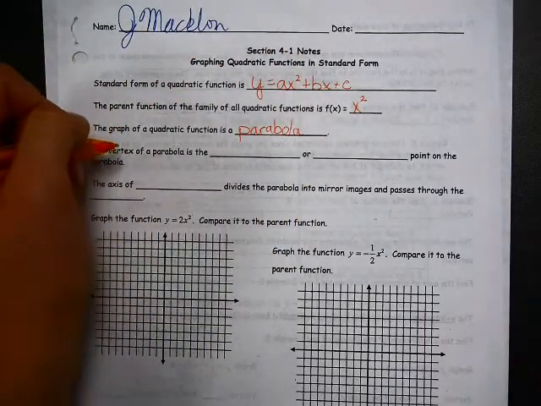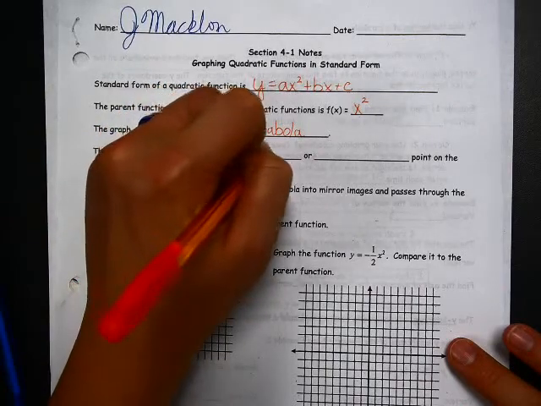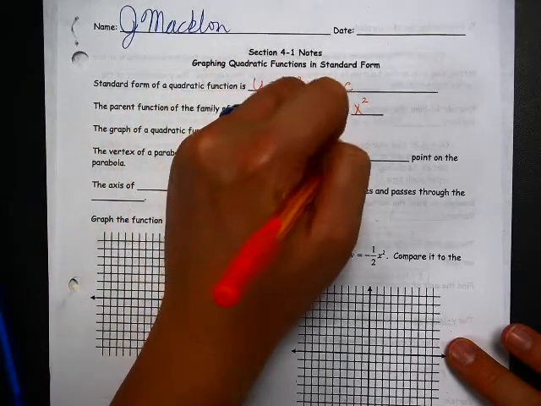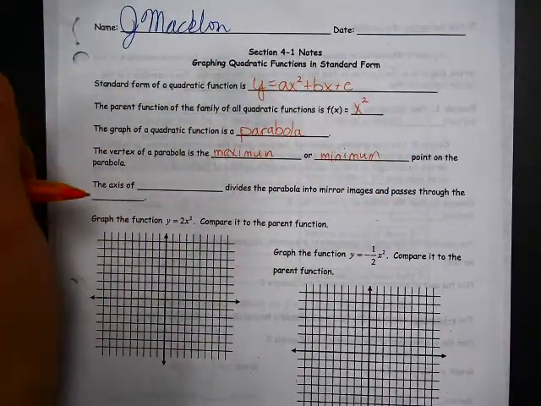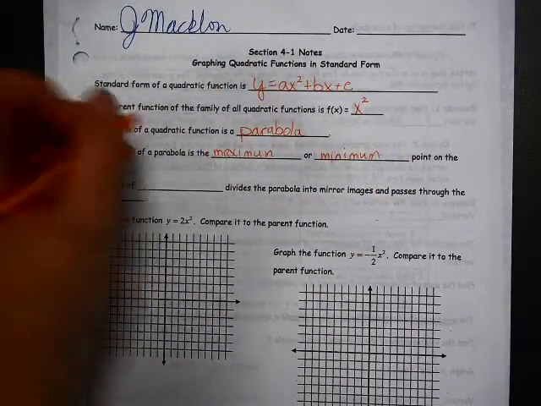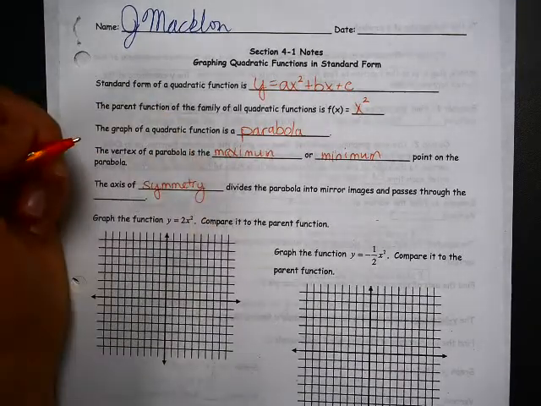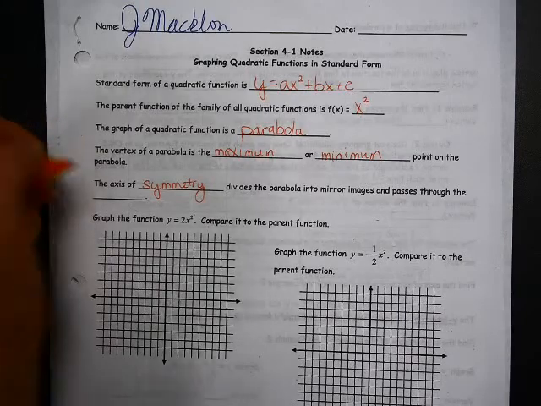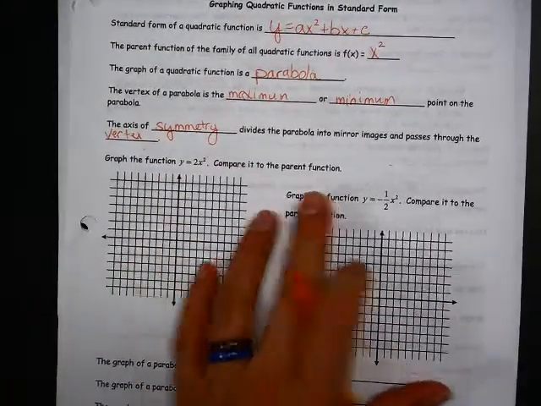The vertex of a parabola is the maximum, which I will generally call max, or minimum, which I will generally call min, point on the parabola. The axis of symmetry divides the parabola into mirror images and passes through the vertex. Okay, so let's just graph and then compare.